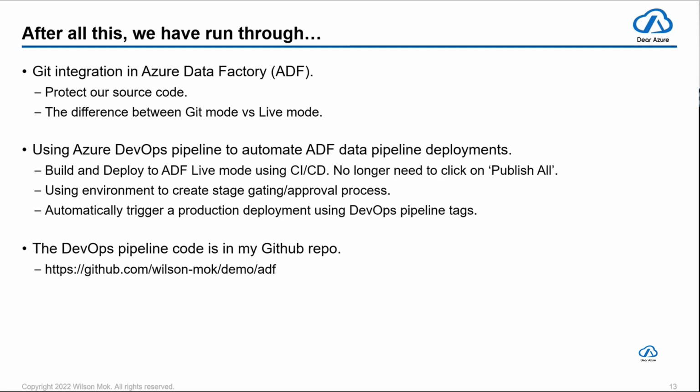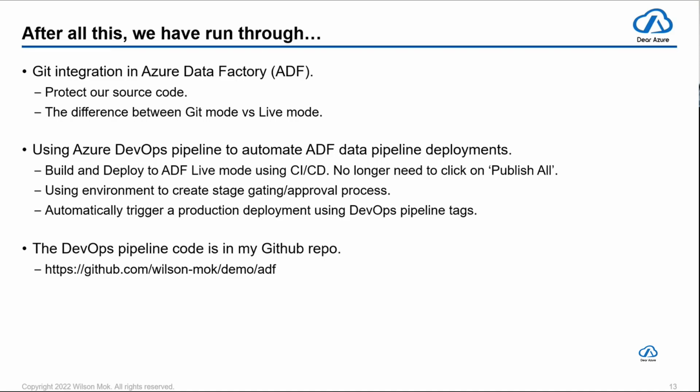Okay. So after all of this, today we learned how we can integrate Git with Azure Data Factory to protect our source code. Azure Data Factory has two modes. There is the Git mode and the live mode, and there are distinct differences between the two. And it's important to know when to use which.